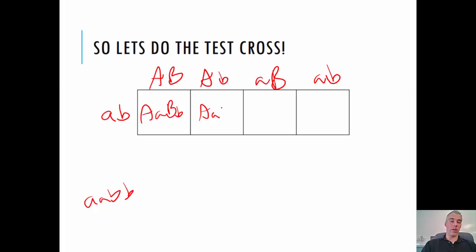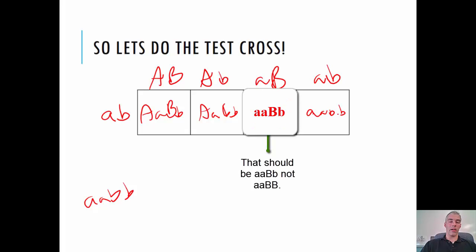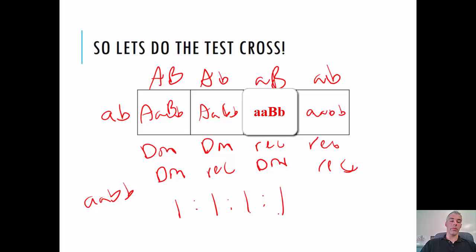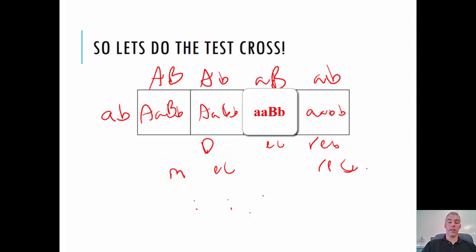is a 1-to-1-to-1-to-1 ratio of individuals showing dominant and dominant, dominant and recessive, recessive and dominant, and recessive and recessive. A 1-to-1-to-1-to-1 ratio. But what happens with linked genes is we don't get that same ratio.